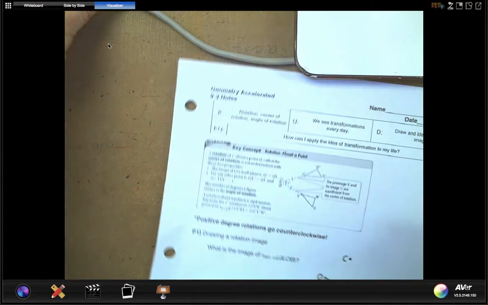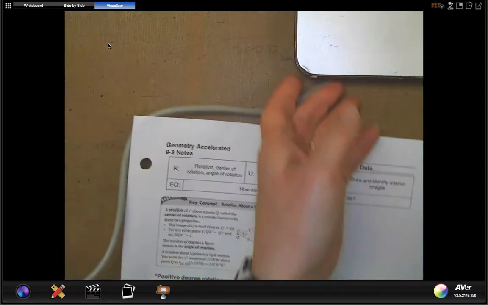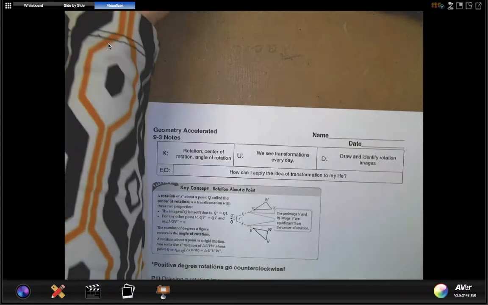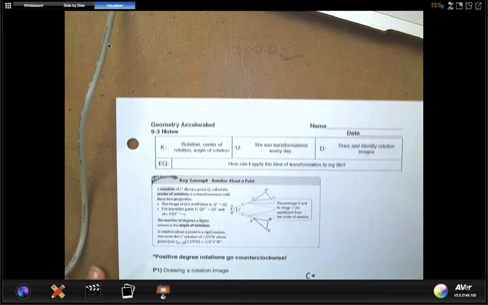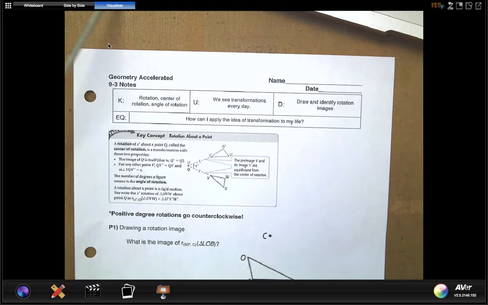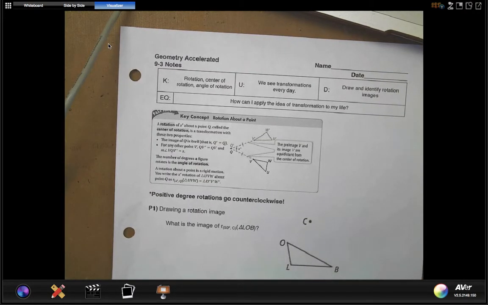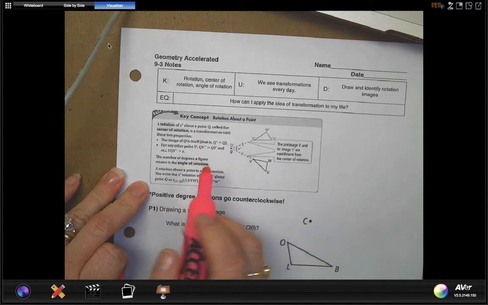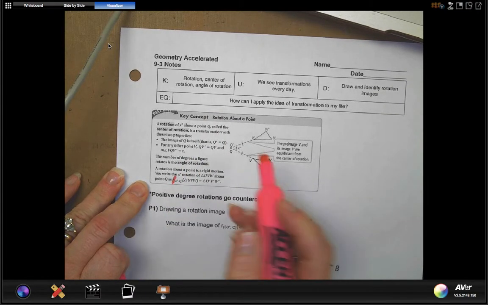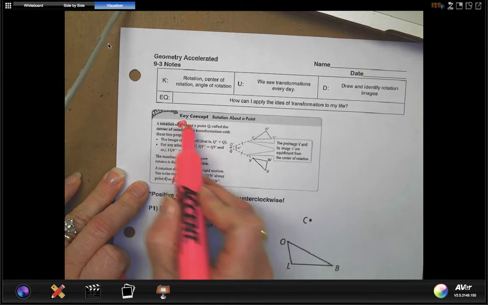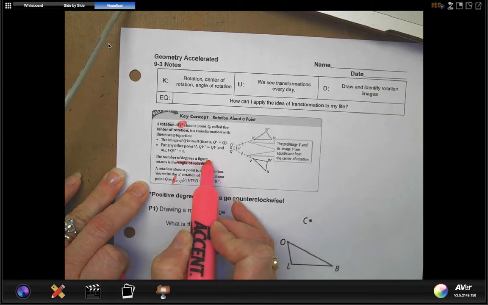This section right here, basically what's happening is that we're doing a rotation. When you rotate, you need to know the angle that you're rotating on, and you need to know the point of rotation. If you notice here, we're using a lowercase r. Again, you have to know the angle of rotation.